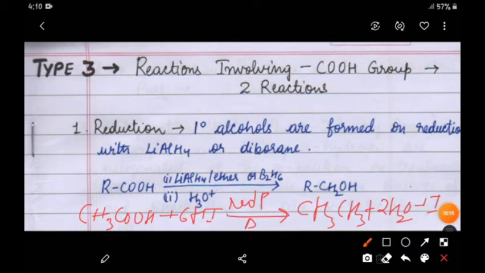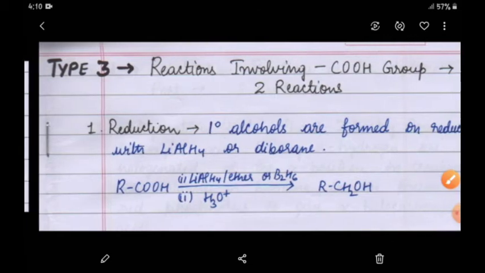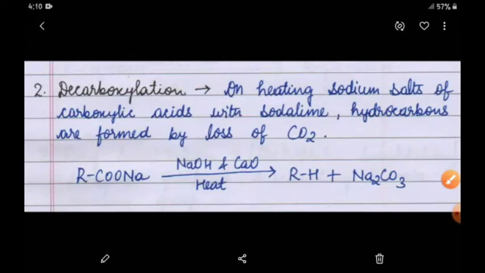This reaction is not given in your NCERT. So what you need to remember is that acids on reduction give 1 degree alcohols. Now let us see the next reaction. The second reaction in this case is decarboxylation. There are only 2 reactions in this type 3.